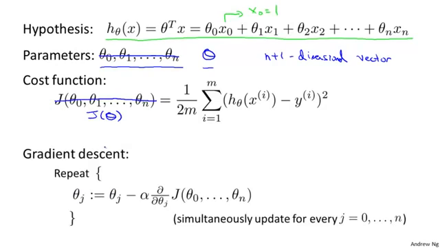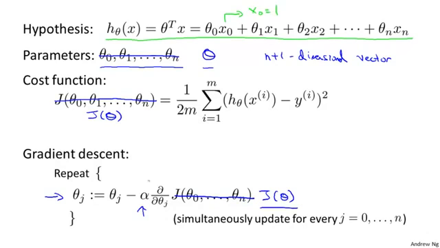Here's what gradient descent looks like. We're going to repeatedly update each parameter theta j according to theta j minus alpha times this derivative term. And once again, we just write this as J of theta. So theta j is updated as theta j minus the learning rate alpha times the partial derivative of the cost function with respect to the parameter theta j.